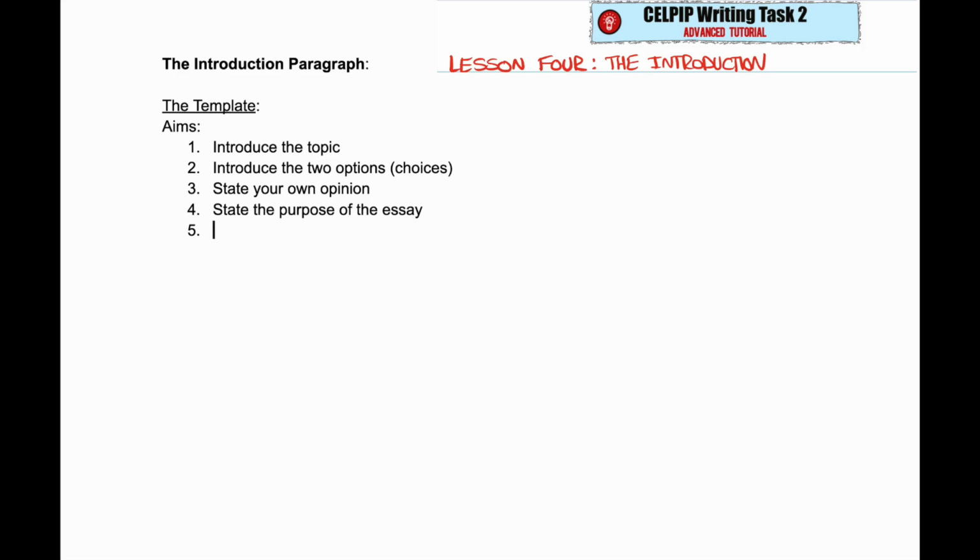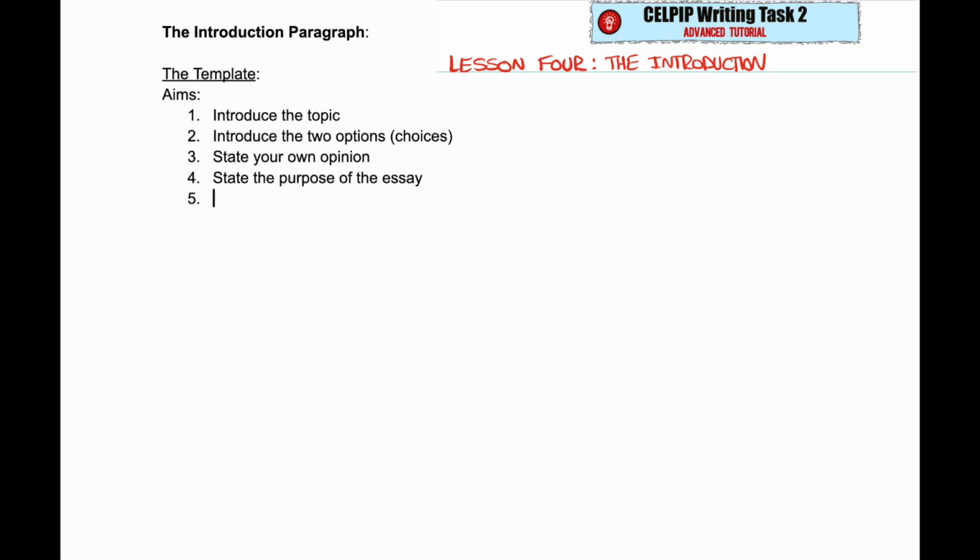Well, one extra thing you can do is you can say why you've decided to write the essay. Something like, I'm going to explain the reasons for my decision, or something like that. This is just to assure the examiner that the function of the text you've produced matches the aim of the task. And for those of you who might need it, it's an extra few words.